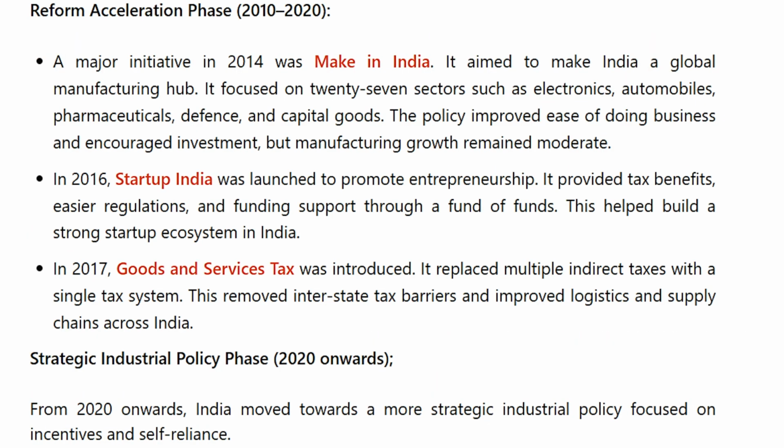Reform Acceleration Phase, 2010 to 2020. A major initiative in 2014 was Make in India. It aimed to make India a global manufacturing hub. It focused on 27 sectors such as electronics, automobiles, pharmaceuticals, defense, and capital goods. The policy improved ease of doing business and encouraged investment, but manufacturing growth remained moderate.